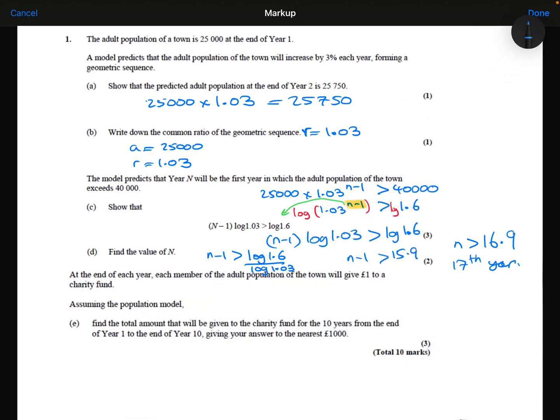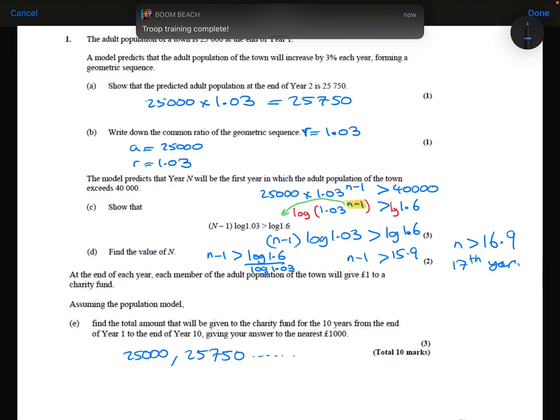We're then told that at the end of each year, each member of the adult population will give £1 to a charity fund. Assuming the population model, find the total amount that will be given to the charity fund for the first 10 years, from the end of year 1 to the end of year 10, giving your answer to the nearest 1,000. So basically each person gives £1. So that means in the first year, the town raises £25,000 because there's 25,000 of them all giving £1. In the second year, they all again give £1, and there's 25,750 of them. So that's how much money they make in the second year, and so on.